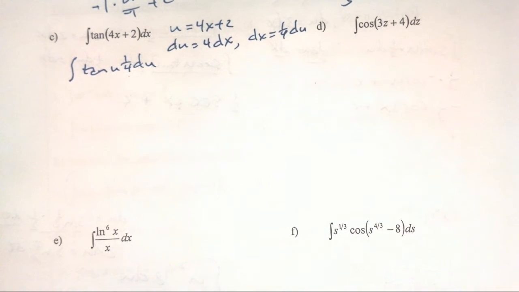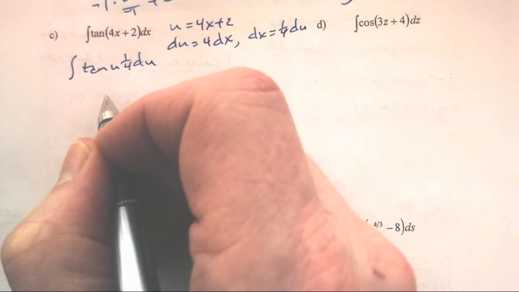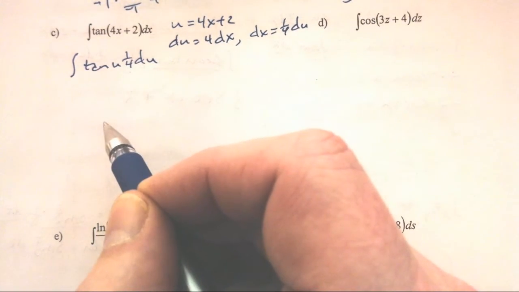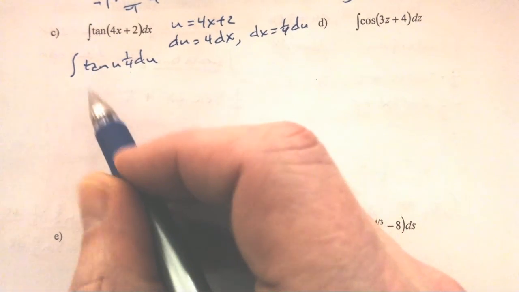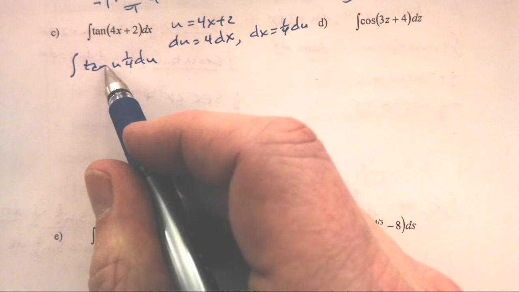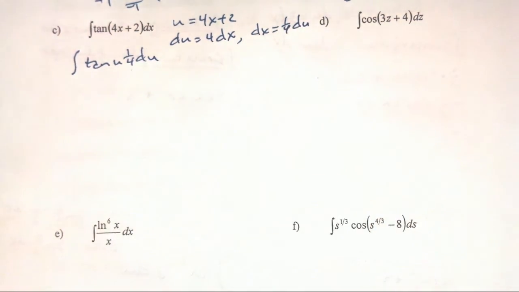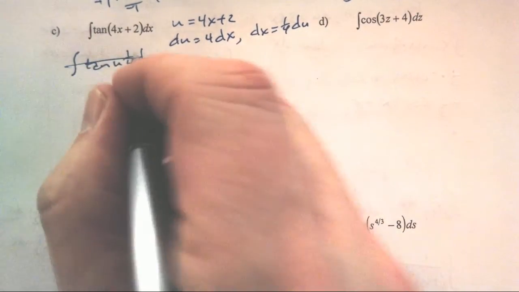So the derivative of what gets me to plain old tangent? It's not secant squared. See, the derivative of tangent gets us to secant squared. The derivative of what gets us to tangent would be tangent's antiderivative. I don't know. We don't have a rule to get us straight to tangent. So I've got to punt here.